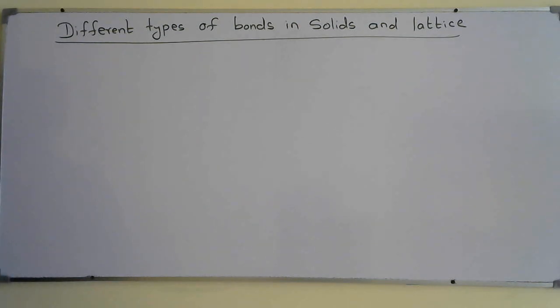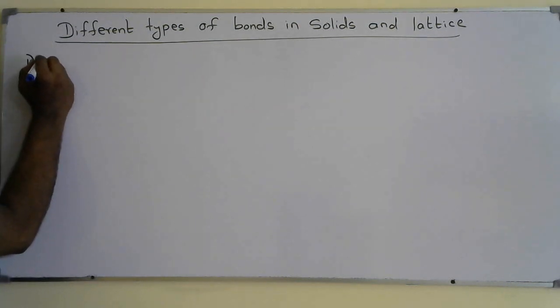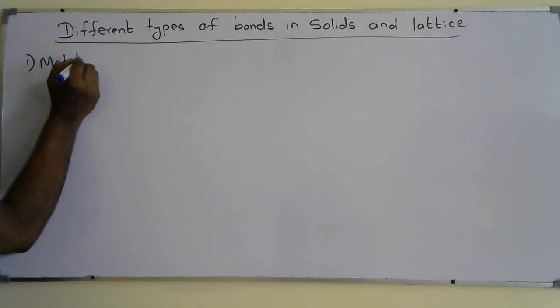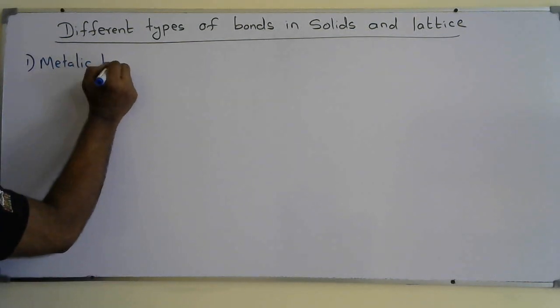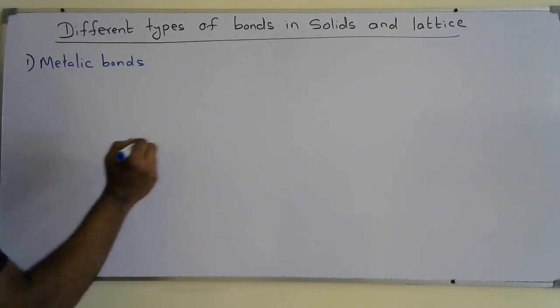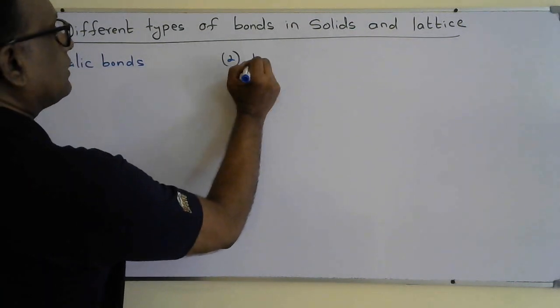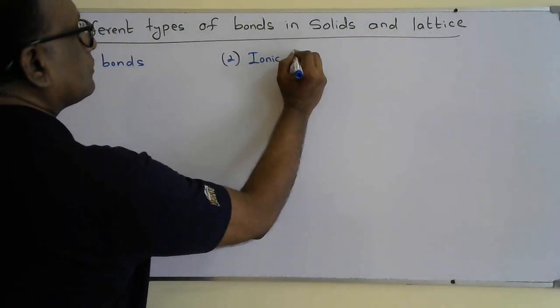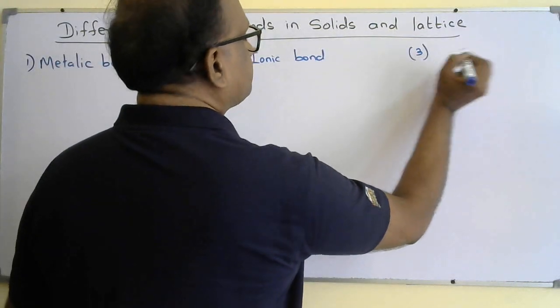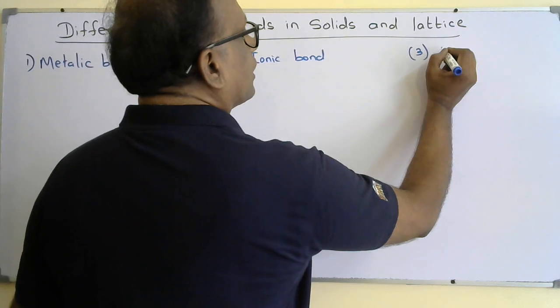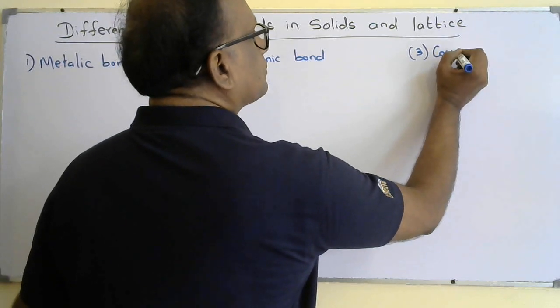The first one is called metallic bond. You learn that in chemistry. I am not going to do it in detail. The second one is called ionic bond. And the third one is called covalent bonds.